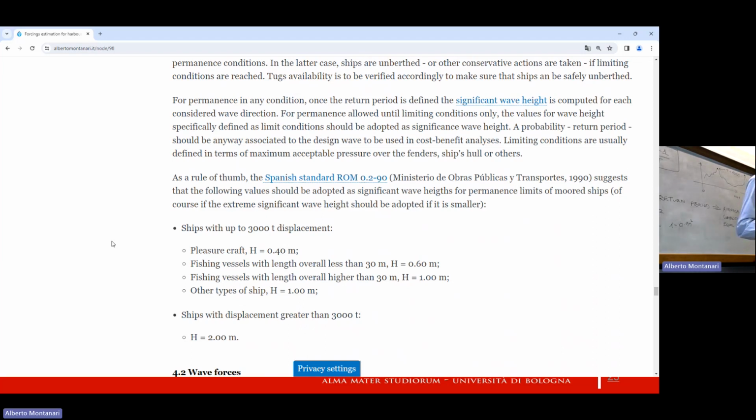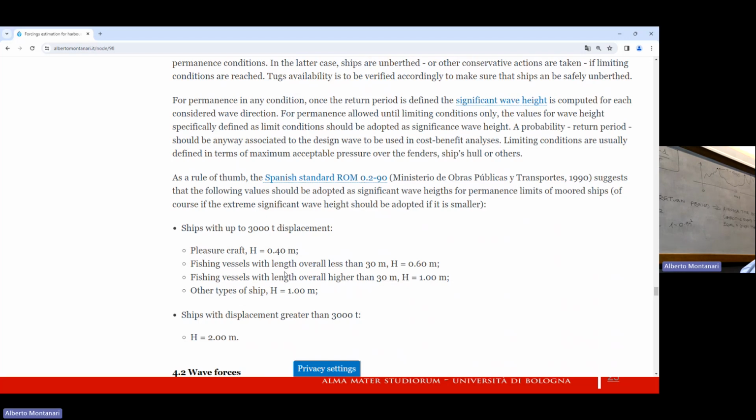So the Spanish standard says that the design wave should follow these rules of thumb. For pleasure craft, which means small ships, the wave height for computing the wave forcing should be like 40 centimeters. For fishing vessels with length overall less than 30 meters, 60 centimeters. For fishing vessels with a length of more than 30 meters, 1 meter of wave height. Other types of ship, 1 meter. And ships with displacement greater than 3,000 tons, 2 meters. These are the rules of thumb.